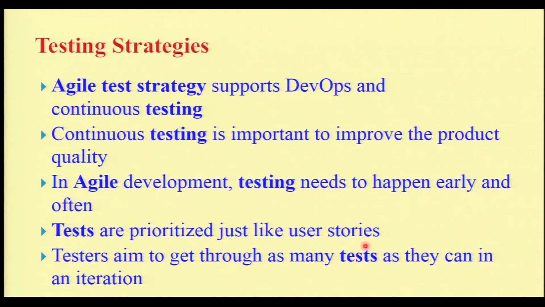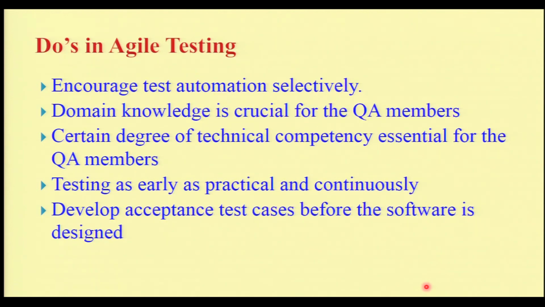My dear students, again you might be knowing what a user story is. Testers aim to get through as many tests as they can in an iteration. I repeat, testers aim to get through as many tests as they can in an iteration. Now, let us see what are the do's and don'ts of agile testing and what sort of typical activities an agile tester has to do while he is doing the agile testing. Now, first let us see about the do's in agile testing.